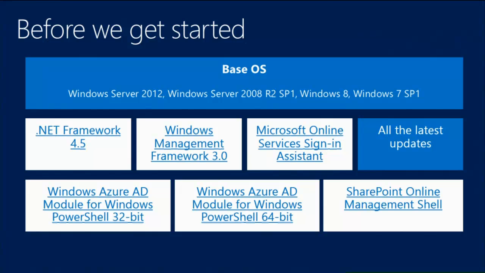Next to that, of course, you'll need all the latest updates, as always, and you'll need to run a plugin on your machine, a PowerShell plugin. So I'll show you Exchange Online PowerShell, I'll show you SharePoint Online PowerShell, and Windows Azure Online PowerShell. And the Windows Azure components are not here.